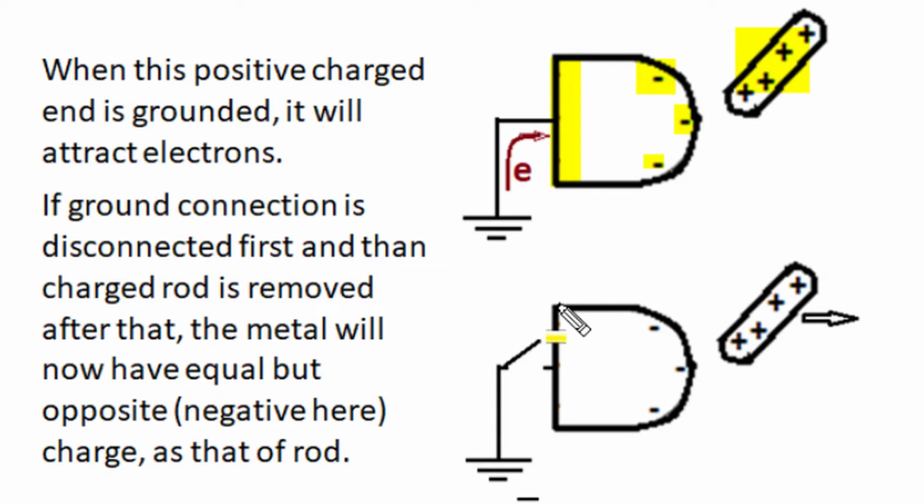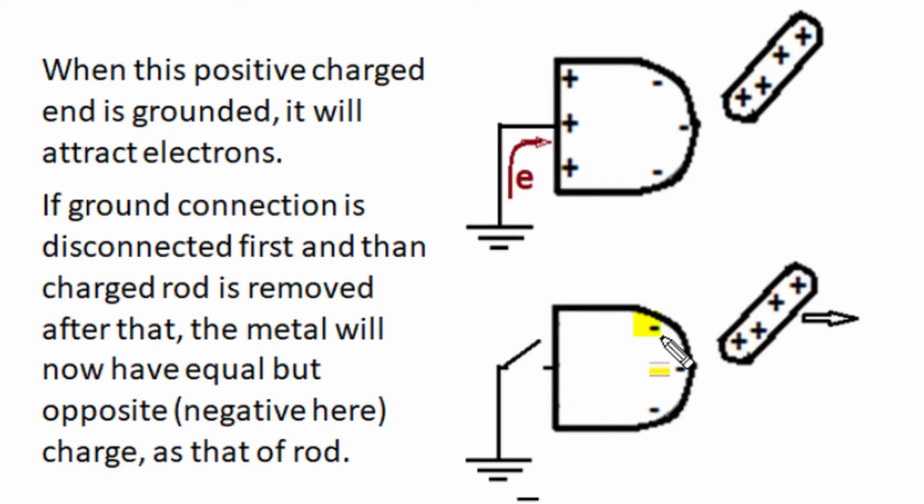Now if the ground connection is disconnected first and this metallic rod is kept here, then we will get a net negative charge on this metallic conductor. Such charging of a neutral metallic conductor by the presence of a nearby charged object and grounding connection is called charging by induction, and it always produces opposite polarity charge on a metallic conductor.